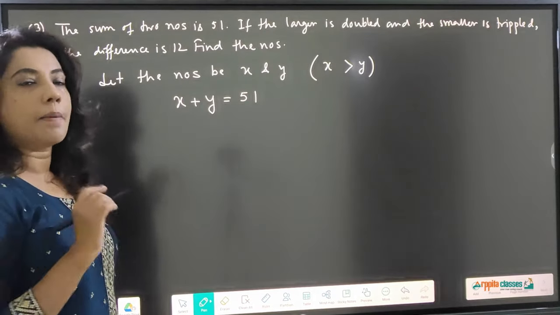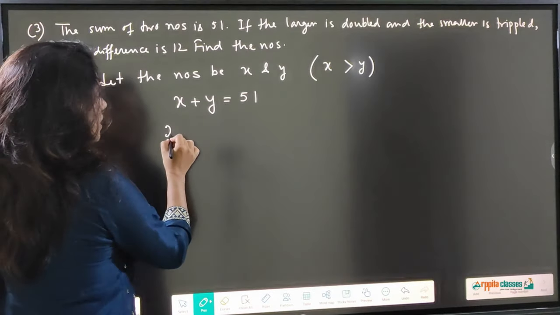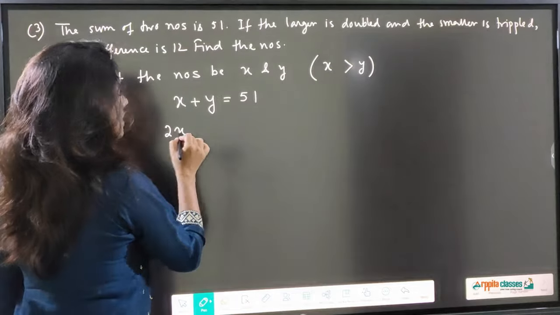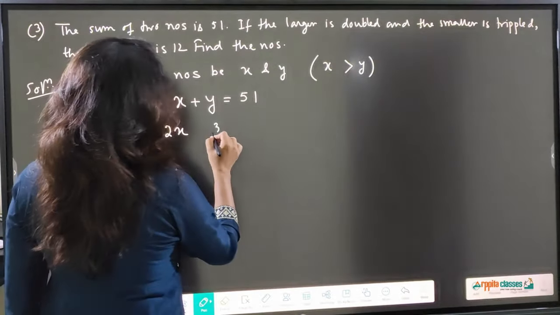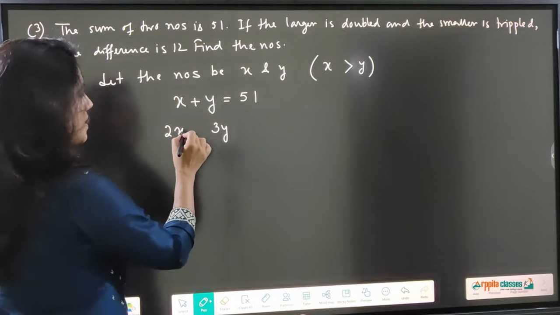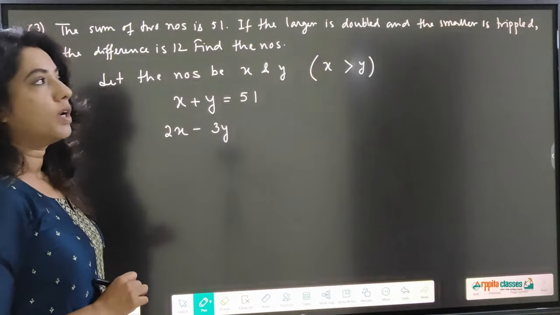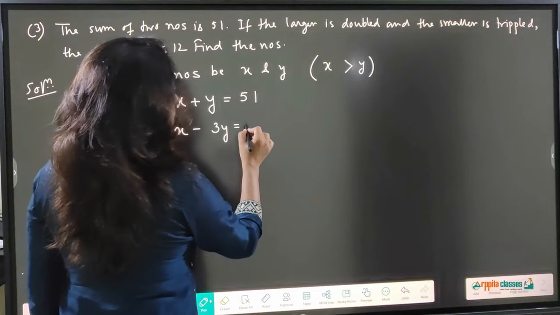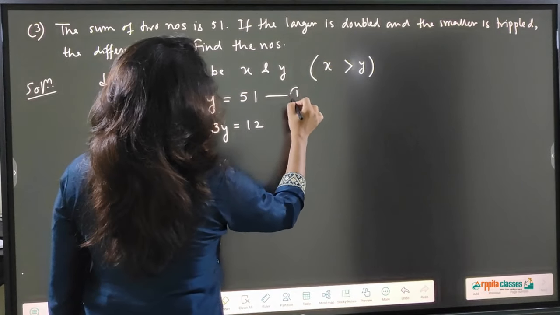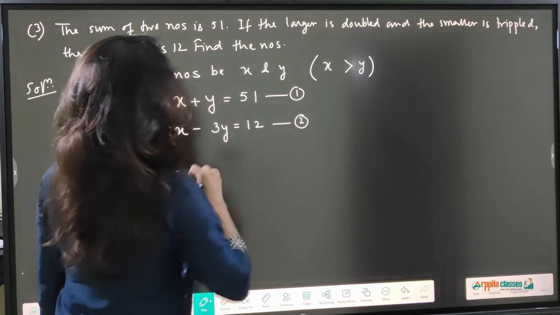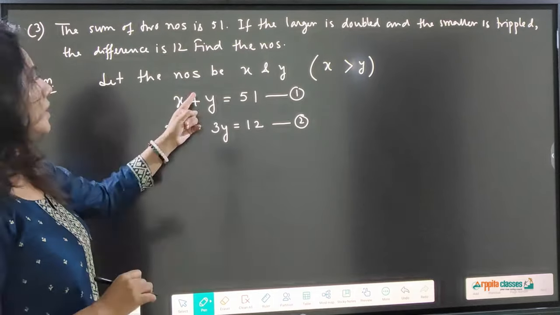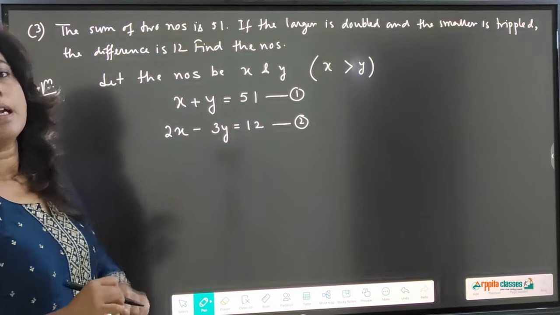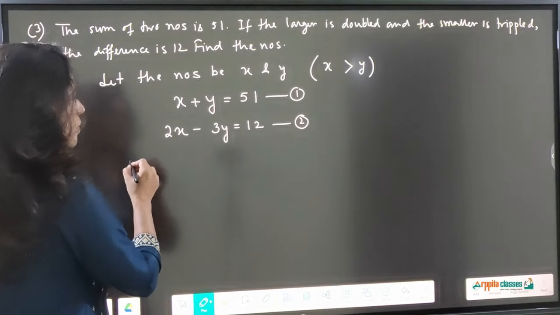If the larger is doubled, that means the larger number is x, so that is doubled. And if the smaller is tripled, the smaller number is y, so that is tripled. The difference between these two is 12. So this is your second equation, 2x minus 3y is equal to 12. This is your first equation, this is your second equation. So I'll multiply the first equation by 3 so that this will become 3y, and then we can add the two equations to cancel y.